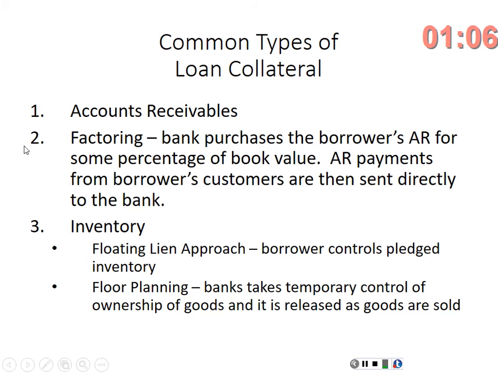Factoring. This is when a bank purchases the borrower's accounts receivable for some percentage of book value, and the accounts receivable payments from the borrower's customers are then sent directly to the bank. Okay, so how this works is, say you've got a customer that business-wise, they're making pretty good money. But for some reason, they can't seem to make their monthly loan payment. The lender looks at their financial statements, their tax returns, and thinks there's no reason that this customer should not be able to make their loan payment.